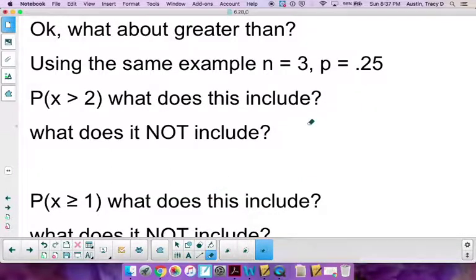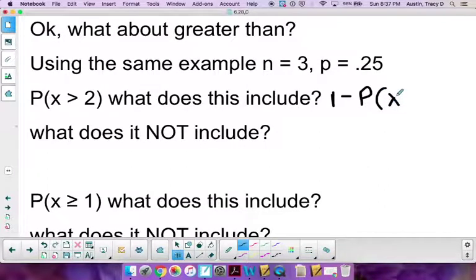So as a probability, that would look like 1 minus the probability of x being less than or equal to 2, because it actually does include it. If we think about that, this takes 2 and everything below it off. We subtract it from 1 and we get everything that's above it. What does it not include? Well, everything greater than 2 does not include 0, 1, or 2, which is where that probability would come from.